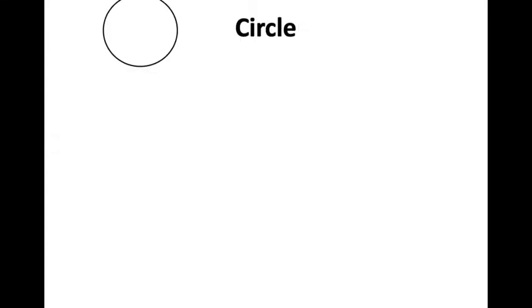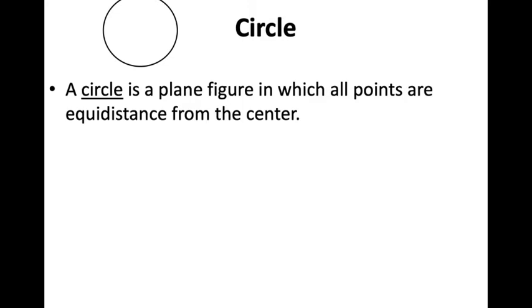So another common shape that you will encounter is a circle. A circle measures all points around equal if measured from the center. So the measurement from the center to the circumference, to the points on the outside, will always be the same. That's the definition of a circle.